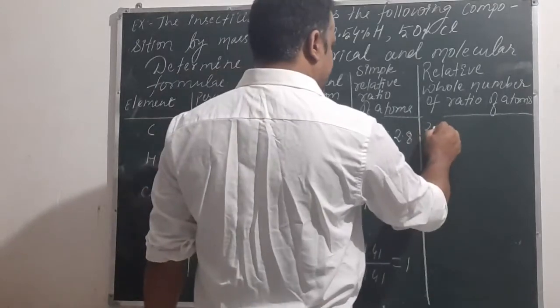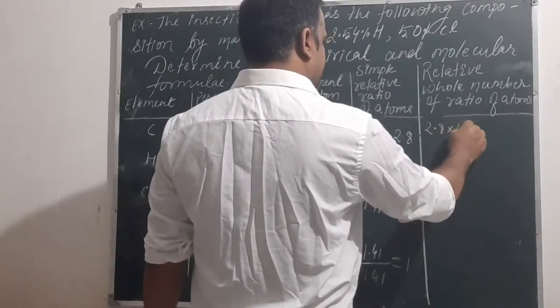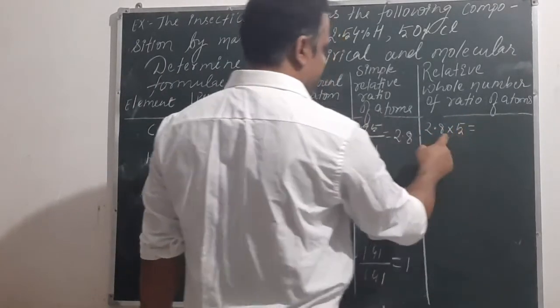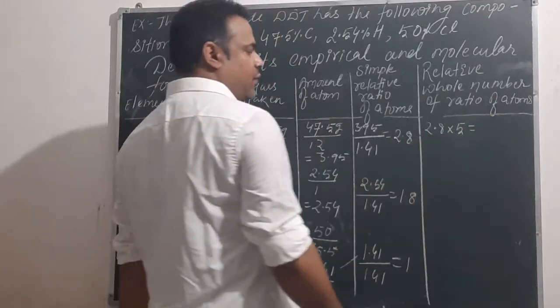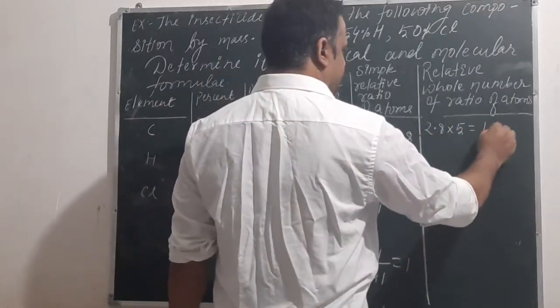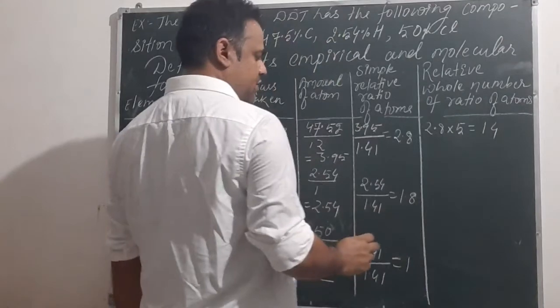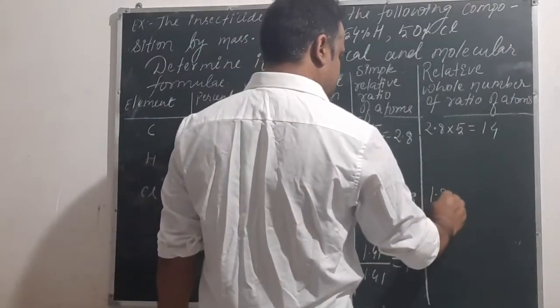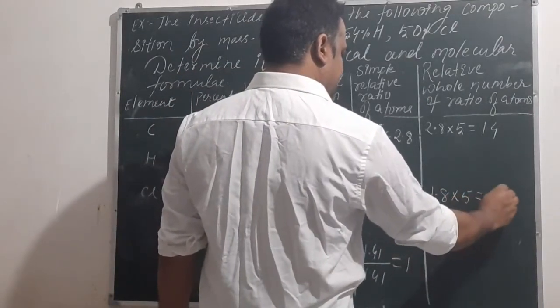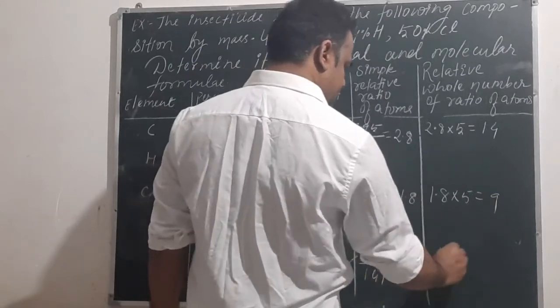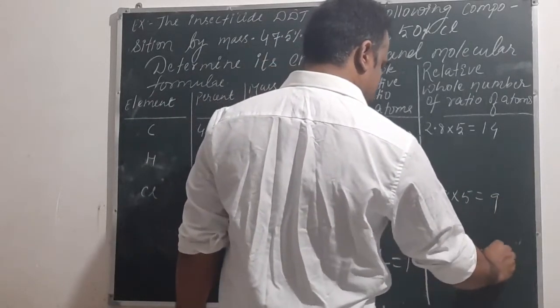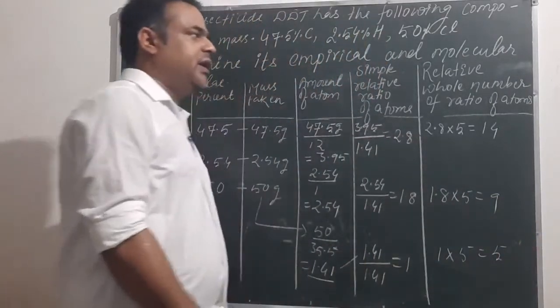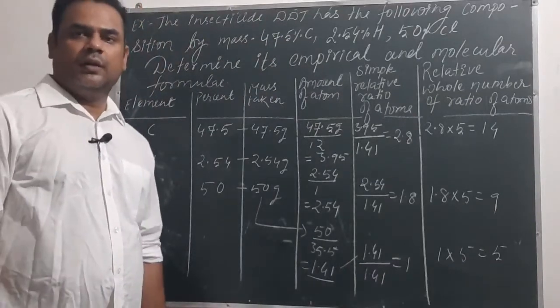Multiplying all the values by 5: 2.8 into 5 gives 14. 1.8 into 5 will be 9, and 1 into 5 will be equal to 5. So we have got the simple whole number ratio.